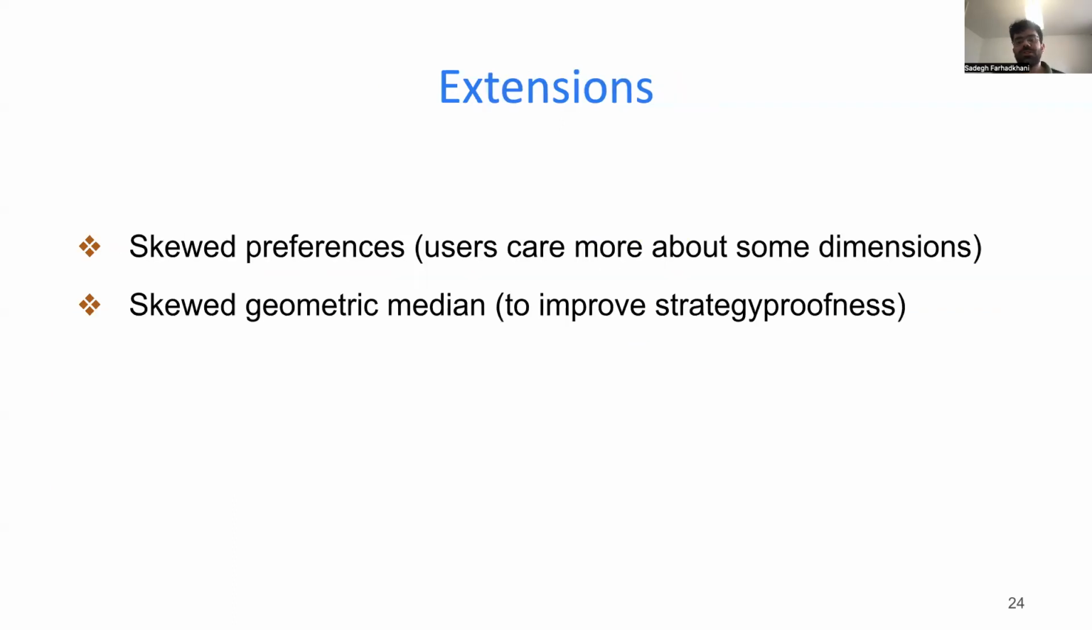And we also generalized this result in 2 different aspects. One is skewed preferences, which is the case where different dimensions have different values for the users. And the other one is what we call the skewed geometric median, which is a modification of the median that we design in order to improve the strategyproofness of the geometric median. You can check the details about these generalizations and the corresponding results in the paper.